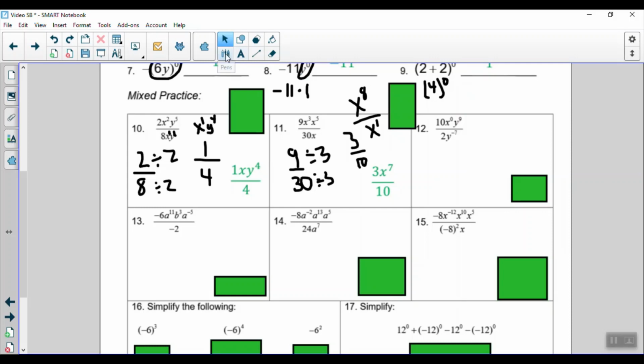Okay. Again, see, it gets a little bit trickier when we're putting it all together. Okay, so we just got to take it piece by piece and remember our rules. Multiplying, we're adding our exponents. Dividing, we subtract them.